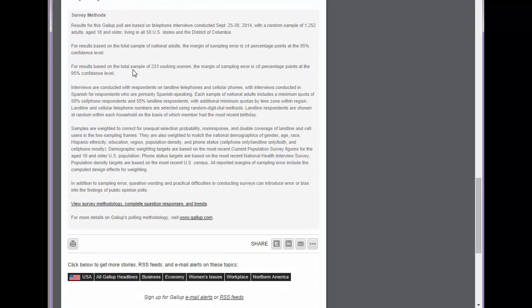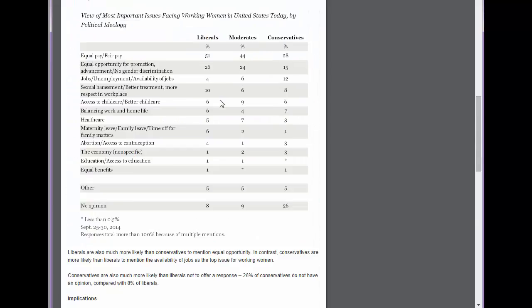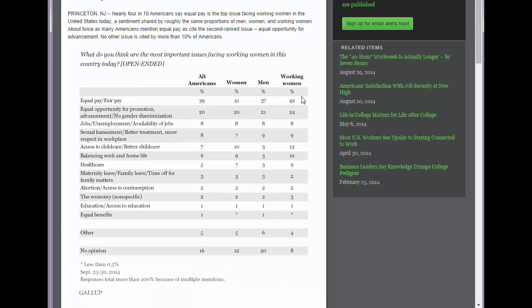Now, if you look down here, it gives you the confidence interval. So results based on the total sample of, there's only 233 working women in this sample, but results based on that have a margin of sampling error that's plus or minus 8 percentage points at the 95% confidence level. So 42 plus or minus 8. So it's actually estimated that between 34% and 50% of working women think equal pay is the most important issue for women.